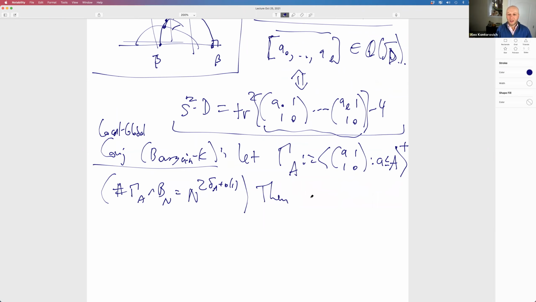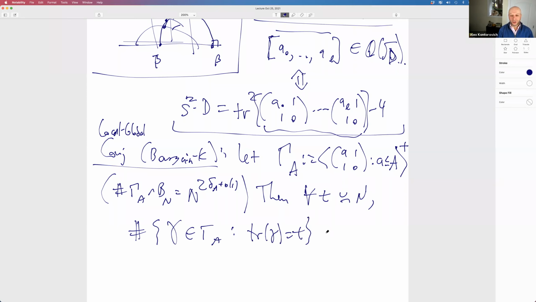Then for all t of order n, if I look at how many matrices there are in gamma A with trace of gamma equal to t, this should be at least t to some positive exponent. So there exists some positive eta, so that for all t of order n, the number of points in a ball of size n is n to the eta.